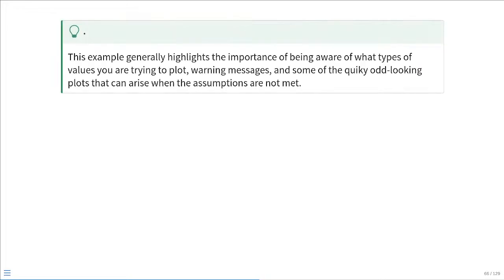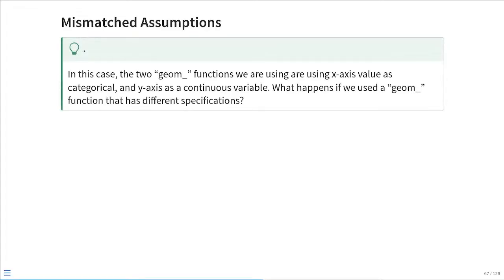So this example just generally highlights the importance of being aware of what types of values you're trying to plot, as well as paying attention to the warning messages and being on the lookout for quirky, odd-looking plots that may arise when what you assume your data looks like doesn't quite look like what you're passing to the plot, because this is oftentimes the first warning you get as far as what you need to adjust and get things to work.